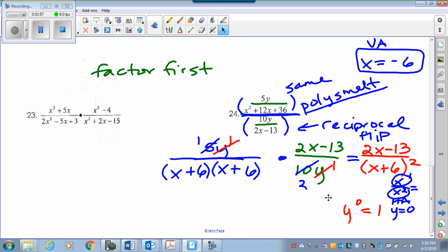But we don't have to worry about that for now. All you're doing is dividing, which is that. All right, good job.